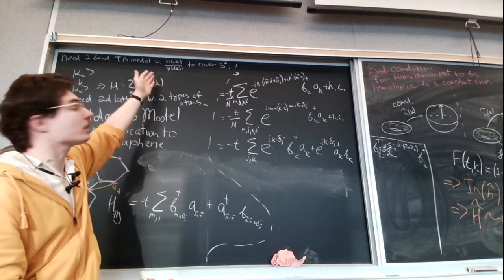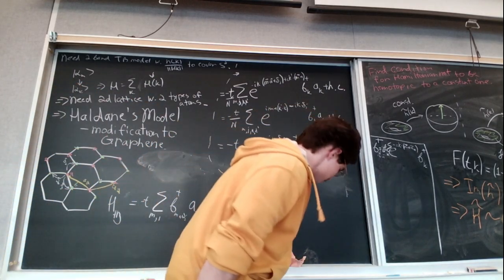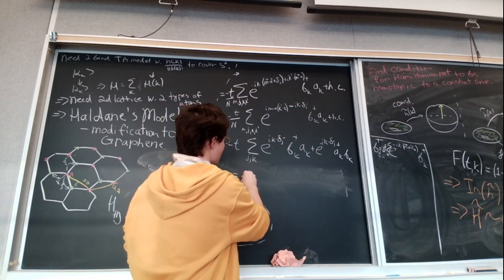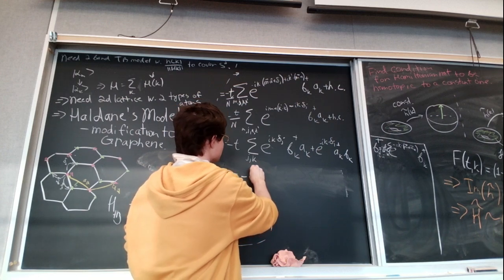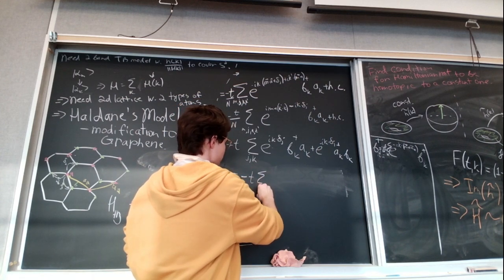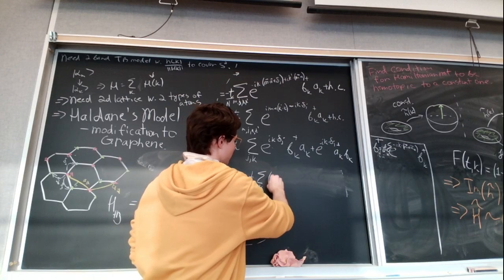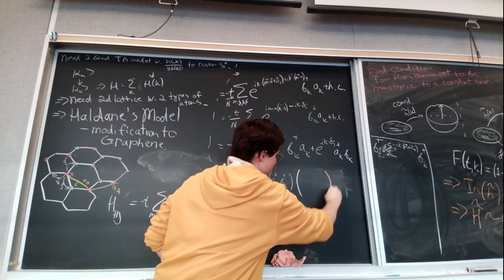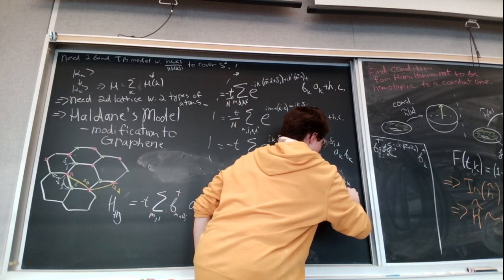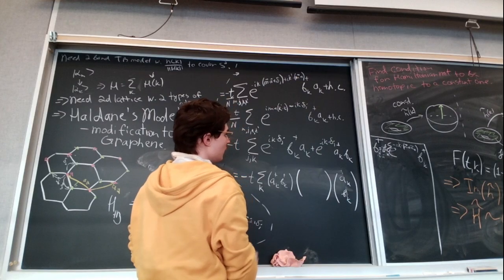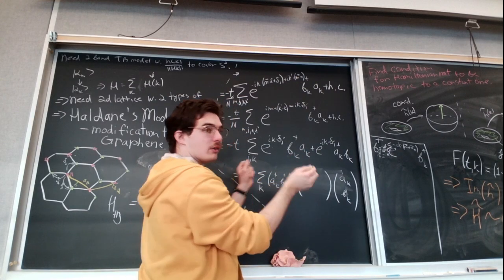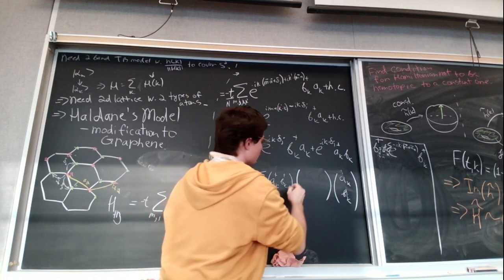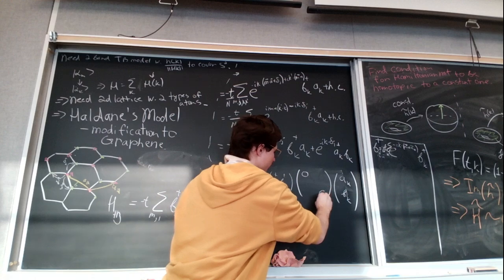Let's write this down as a matrix, an h of k matrix. So this is going to be minus t sum over k times what? I'm going to have a dagger k, b dagger k, some matrix, a_k b_k. And what is this matrix going to be? Well, look, I have a_k to b dagger k, and I only have a and b coupled, not b and a. So I'm going to have 0, 0 on the diagonals.